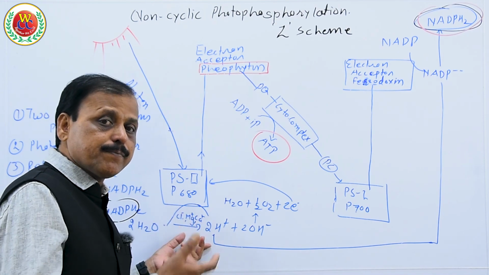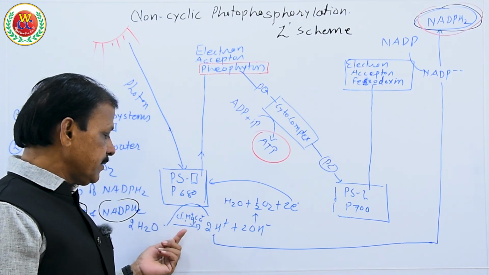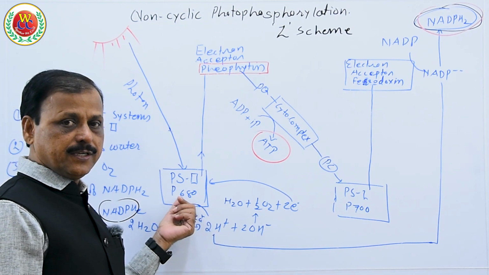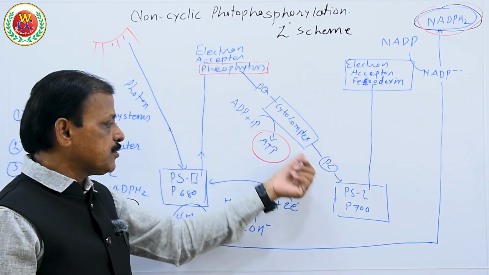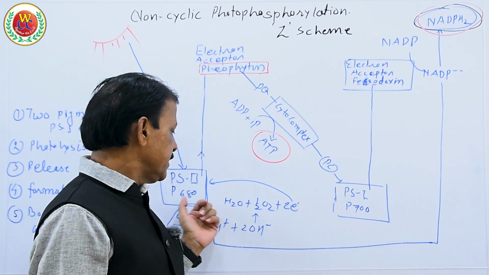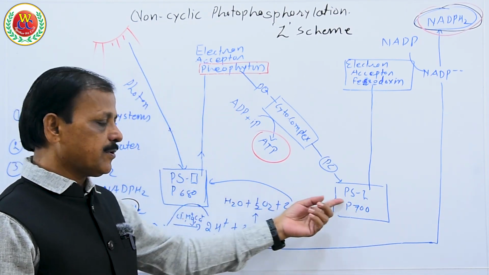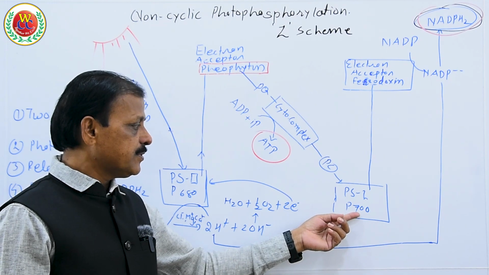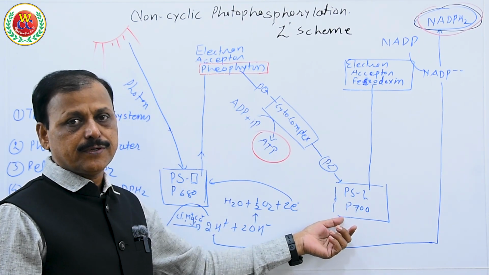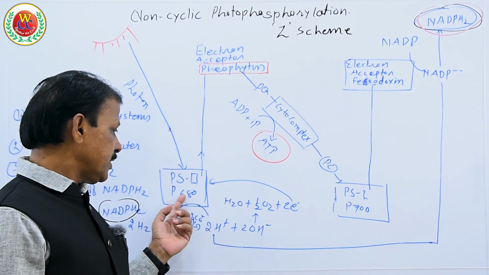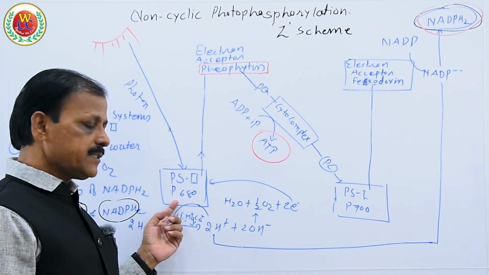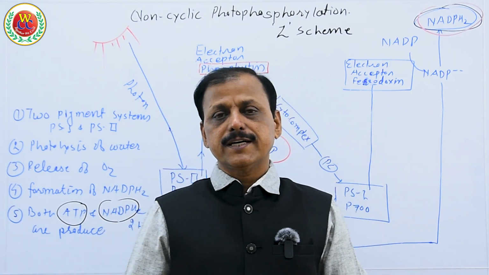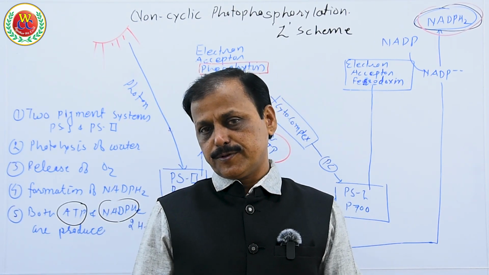So who is the ultimate supplier of electrons? Photolysis of water. The electron released from photolysis of water substitutes the electron released from PS2, which in turn substitutes the electron released from PS1. Finally PS2 and PS1 are neutralized by receiving electrons. PS2 receives its electron from water, and PS1 receives its electron from PS2. So finally the electrons released from photolysis of water neutralize the electrons released from PS2 and PS1. So here we understood the role of non-cyclic photophosphorylation.